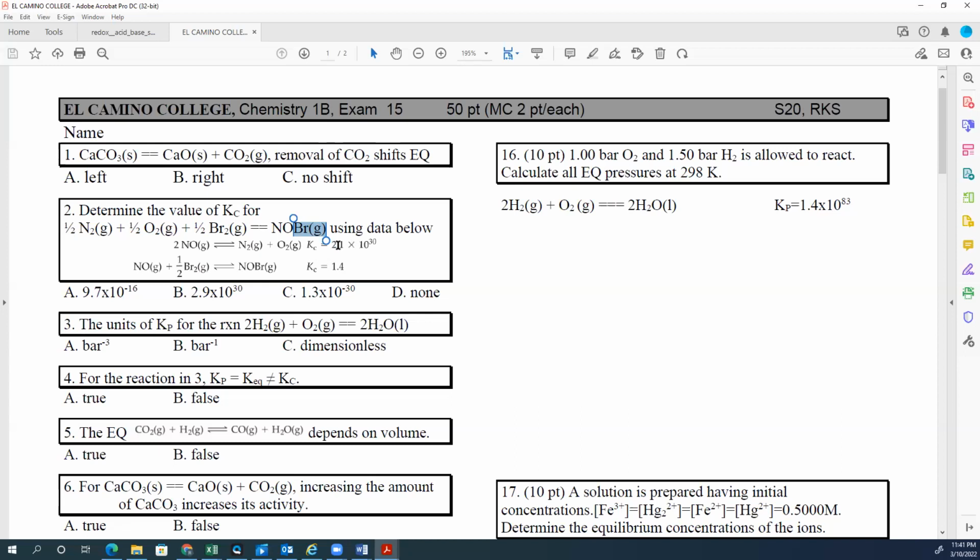And so I invert this one, which would be, let's say, 2.1 times 10 to the 30th. Invert that one and then take the square root, because I'm multiplying by a half, then times 1.4. And I get 9.66 times 10 to the minus 16, which rounds to 9.7 times 10 to the minus 16. And so I get this.